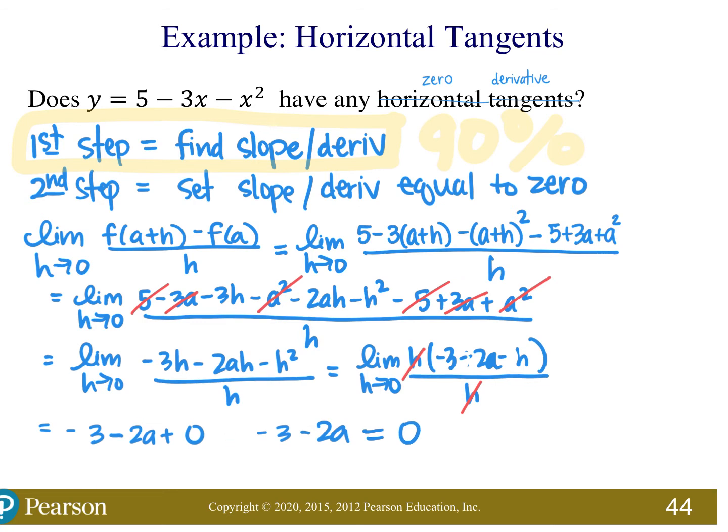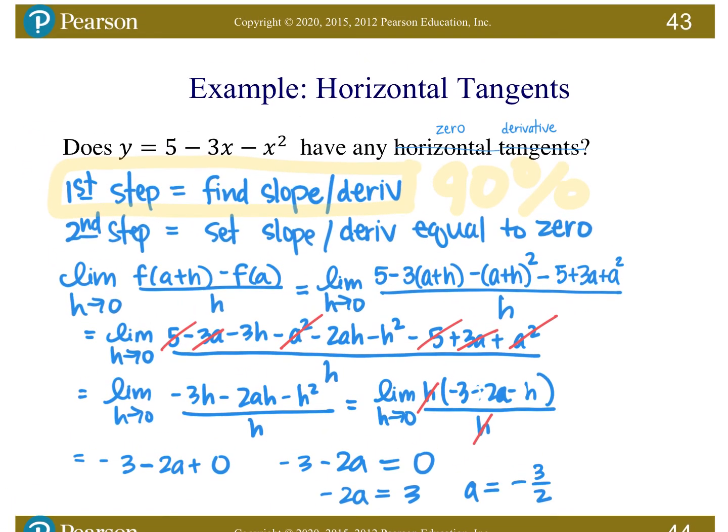All right, what should I do first? Negative 3 minus 2a equals 0. How do I solve that? Add 3. So negative 2a equals 3. So a equals negative 3/2. And that is where this parabola has its horizontal tangent. It's the one spot on the parabola that will have the horizontal tangent.